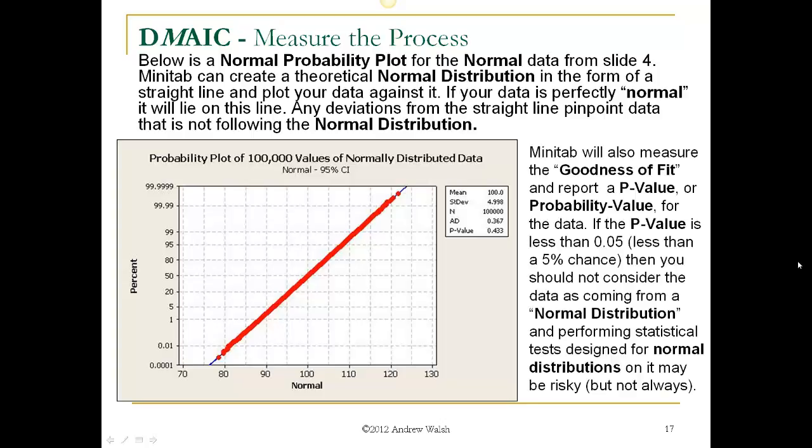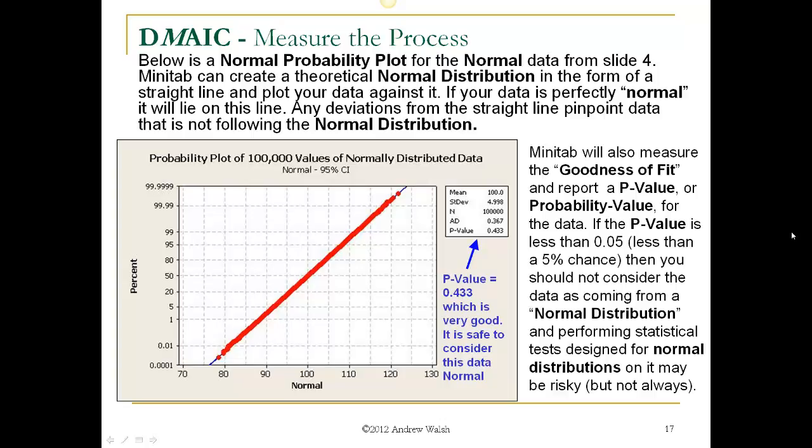Now, Minitab will also measure the goodness of fit for your data against the theoretical and report a p-value, or probability value, for the data. If the p-value is less than 0.05, less than a 5% chance, then you should not consider the data as coming from a normal distribution, and performing any kind of statistical tests designed for normal distributions on it may be very risky, but I'll point out that that's not always necessarily the case. There are exceptions to that.